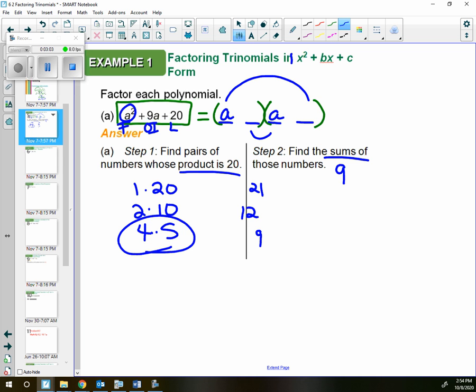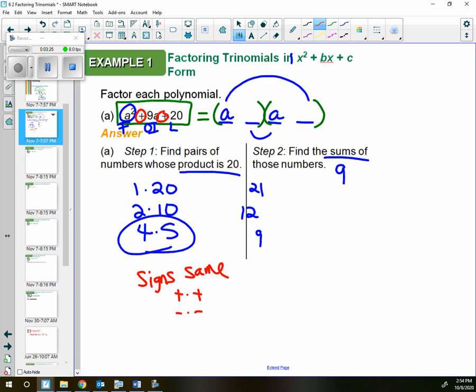Let's talk about signs for a second, because that's another really good thing to look at. If you're multiplying to a positive 20, how do you do that? How do you multiply to get a positive answer? Well, the signs have to be the same, right? So they have to have the same sign. So it's either a plus times a plus, or it's going to be a minus times a minus. So how do you think we're going to tell if it's a plus times a plus or a minus times a minus? Look at your OI.